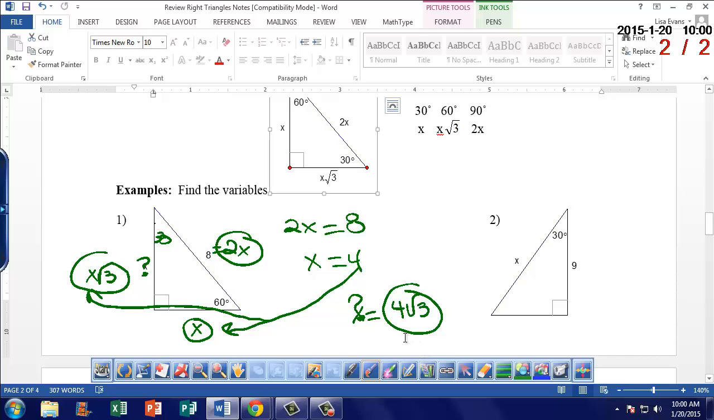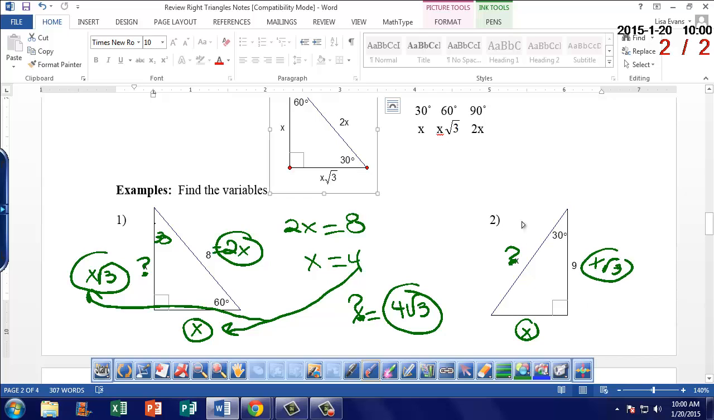Okay? All right, let's try another one. So again, the side that I'm missing in this problem happens to be the hypotenuse. So I'm going to call that question mark instead. I'm going to go ahead and put my ratios. Opposite the smaller angle is x. Opposite the 60-degree angle is x root 3.